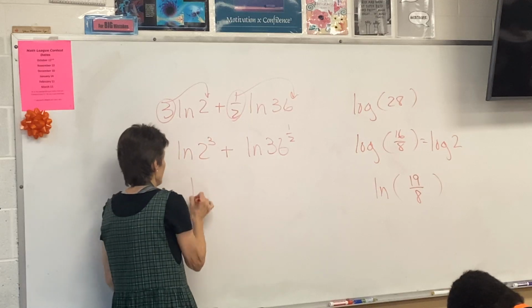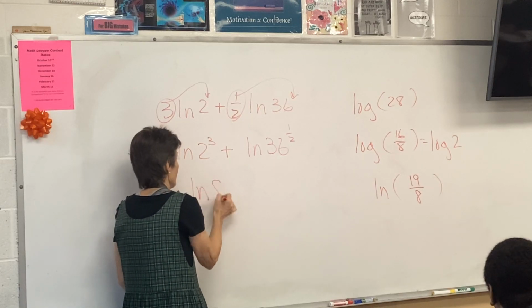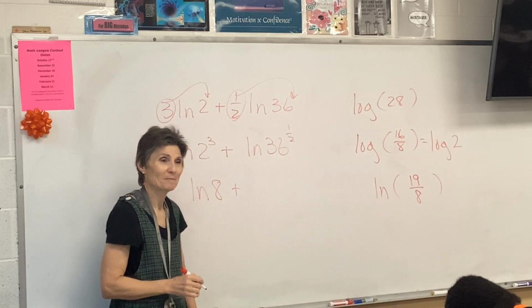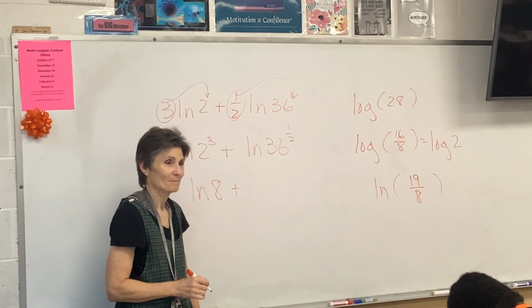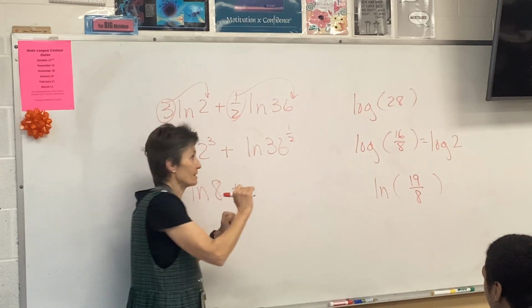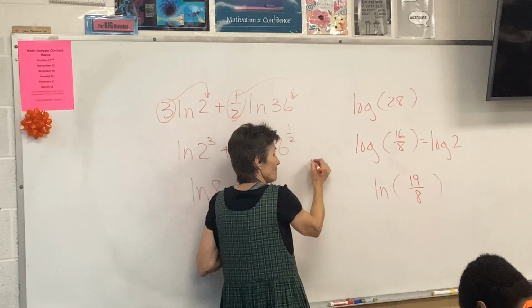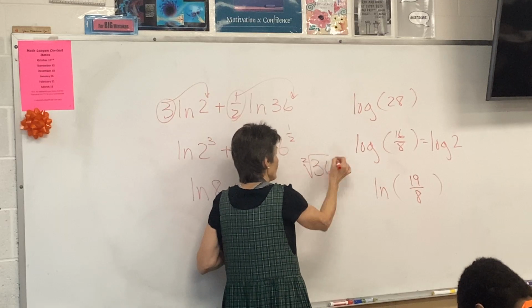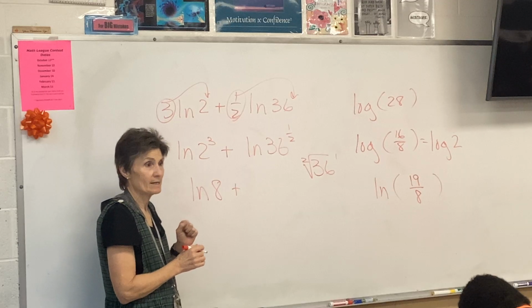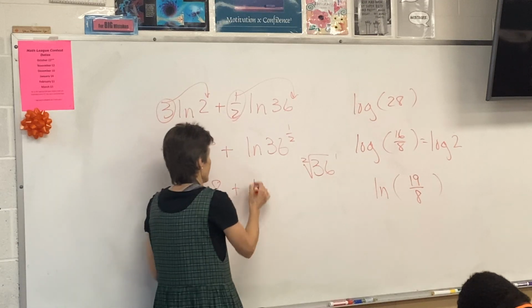What's 2 cubed? 8. What's 36 to the 1/2? 6. Why is it 6? Because what does 1/2 mean? Doesn't that mean the square root to the first power? And the square root of 36 is 6.